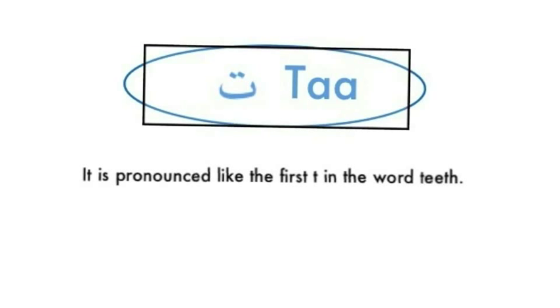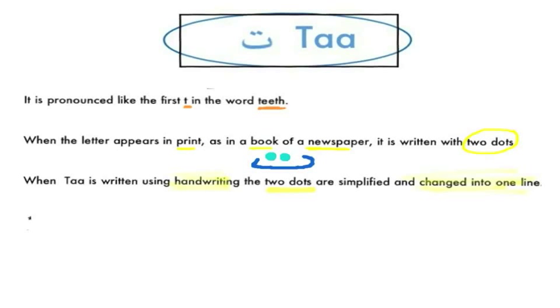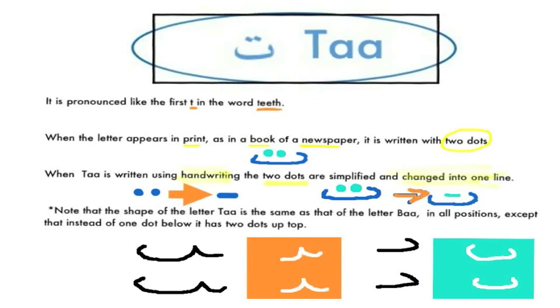Taa is the third letter in the Arabic alphabet. It is pronounced like the first T in the word teeth. When the letter appears in print, as in a book or a newspaper, it is written with two dots. When taa is written using handwriting, the two dots are simplified and changed into one line. Note that the shape of the letter taa is the same as that of the letter ba in all positions, except that instead of one dot below, it has two dots up top.